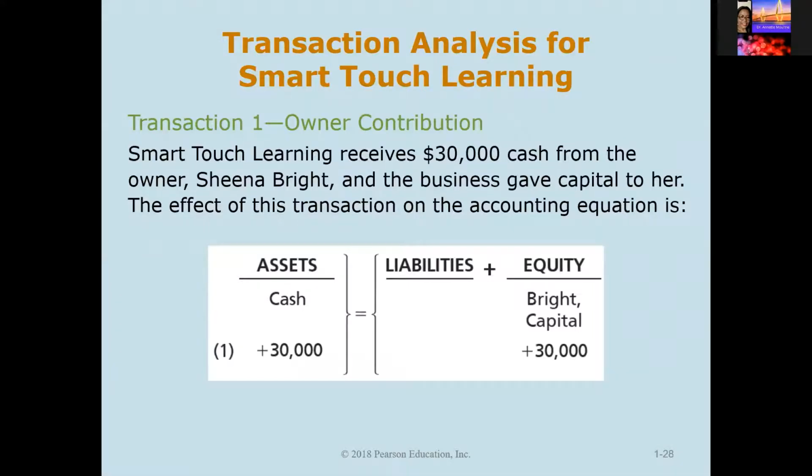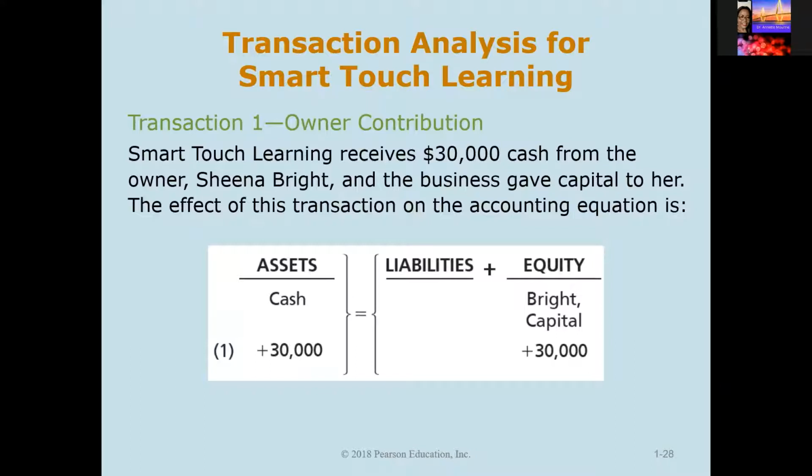Using the accounting equation, we have this company that we will be following, Smart Touch Learning. Here you see Smart Touch Learning recording accounting transactions. In this example, Smart Touch Learning receives $30,000 cash from the owner, Sheena Bright, and the business gave her capital.